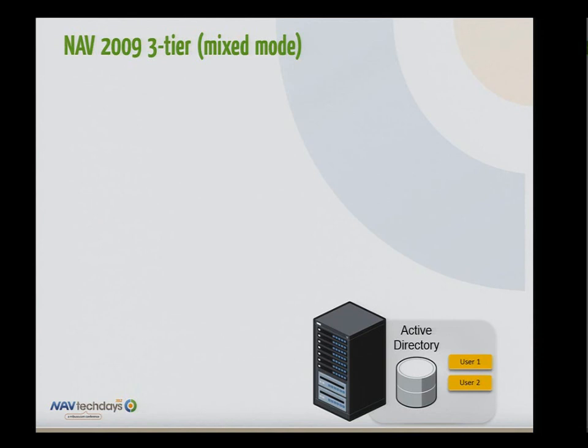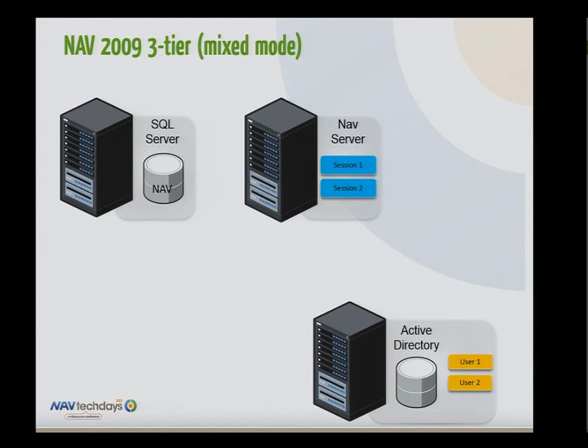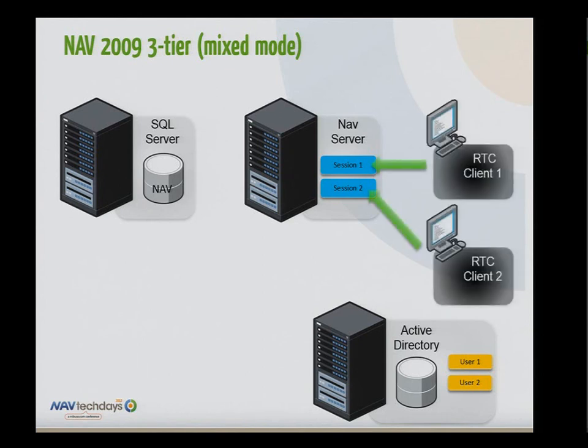So back in 2009, you had to put up your users in Active Directory, and you had to set up a SQL server, at least if you wanted to run three-tier, no native database for three-tier. And you would put up an NAV server. And in this case, you would have 2 sessions running on your NAV server. And you would connect your clients to those sessions. In 2009, you were limited to RTC clients.